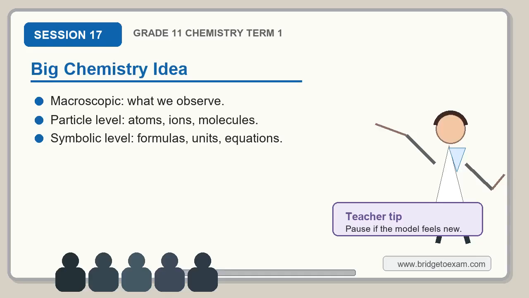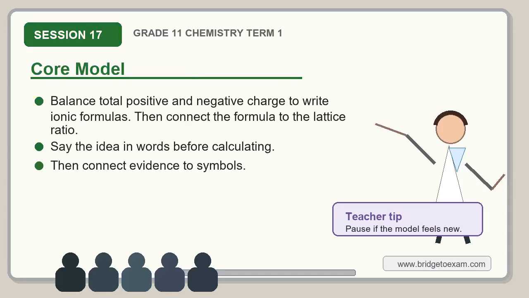When you feel stuck, ask, what did I observe? What are the particles doing? And what symbol or calculation represents it? The core model is this: balance total positive and negative charge to write ionic formulas. Then connect the formula to the lattice ratio. Do not rush to an answer. Build the model first. Then let the model guide the calculation or explanation.